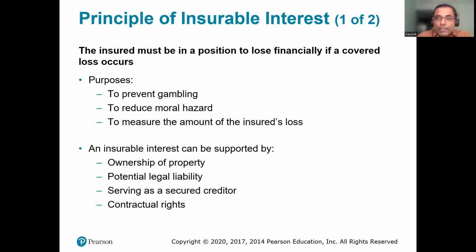The property is a security against loans given by the customer. So if the security gets damaged, they lose out on collateral or security for the money that they have lent. Hence, they can take insurance on the security. So the customer is a secured creditor in this case. And finally, there are contractual rights. The customer may receive or deliver goods and services. So if there is any disruption, they may lose financially. So they can take insurance for the goods and services that they are going to deliver or receive.